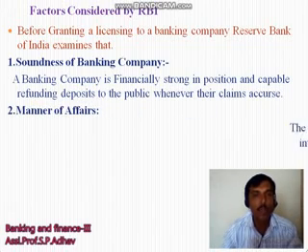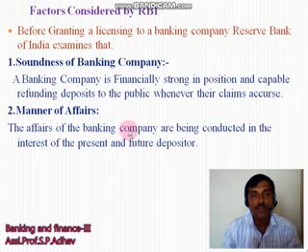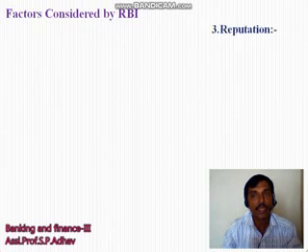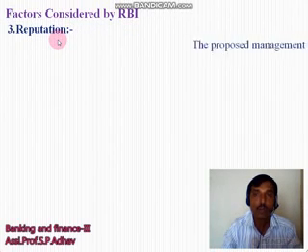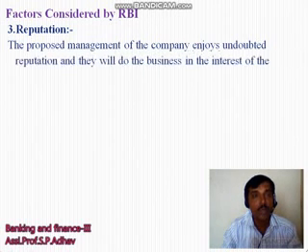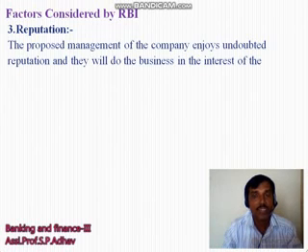The second thing is the manner of affairs. The affairs of the banking company should be conducted in the interest of present and future depositors, so that nothing in the banking affairs and functions is harmful to the interest of present and future depositors. The manner of affairs is also considered by the RBI when granting the license to a bank. The next is reputation: the reputation of the management, how they carry on their business, and the proposed management of the company should enjoy an undoubted reputation.